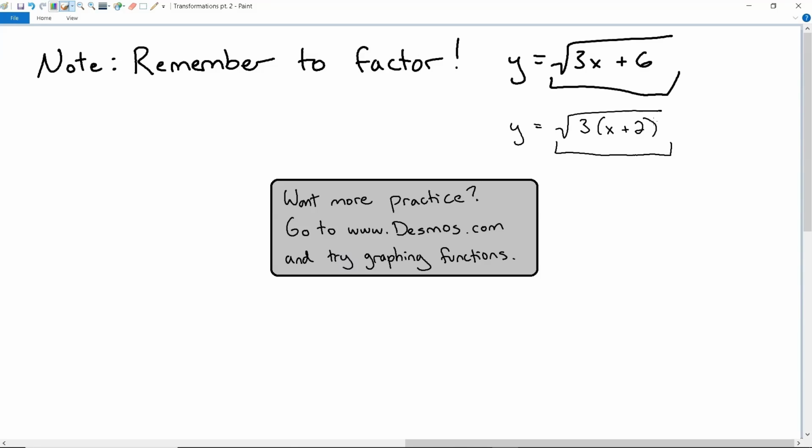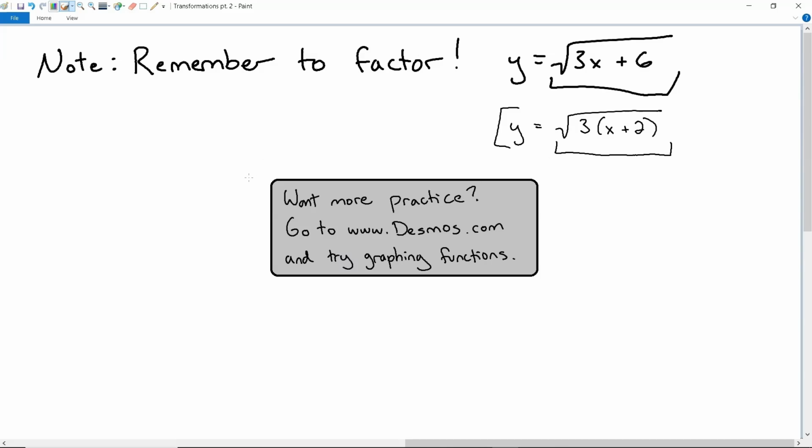So this would actually be the correct way to write out this function if we wanted to find accurate b and c values. So our b value is the same, it's a value of 3, but we can see that we only have a horizontal shift of 2 units to the left instead of 6. So I just wanted to quickly remind you about that key point.